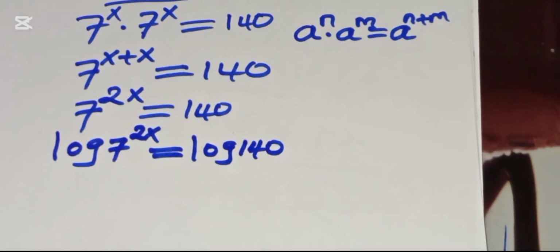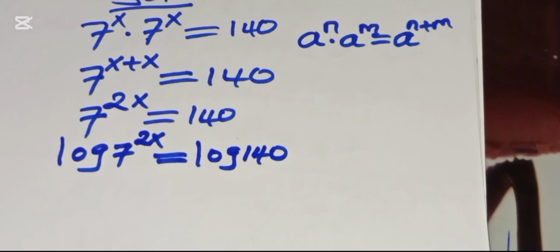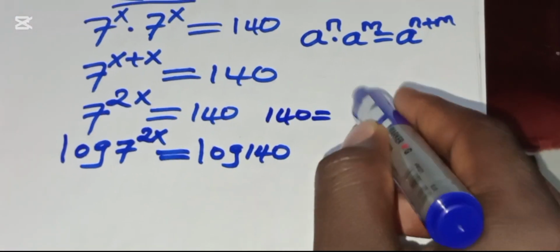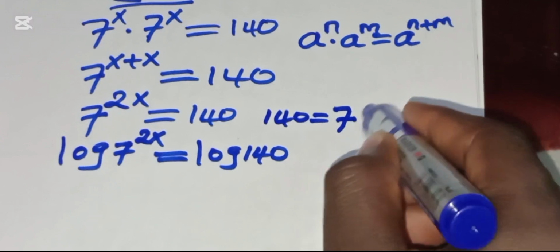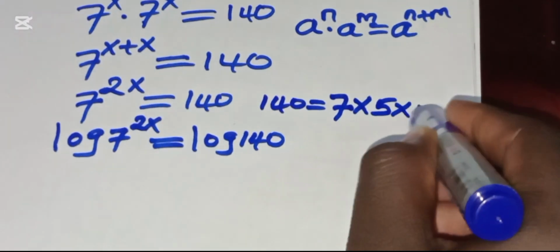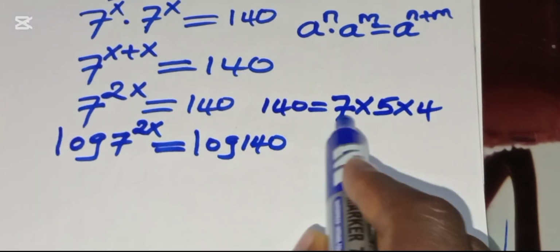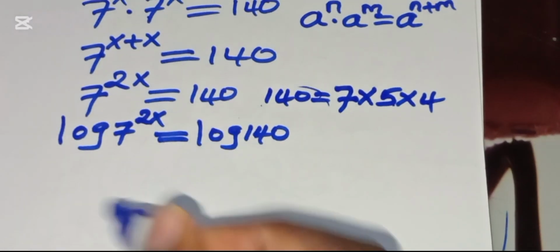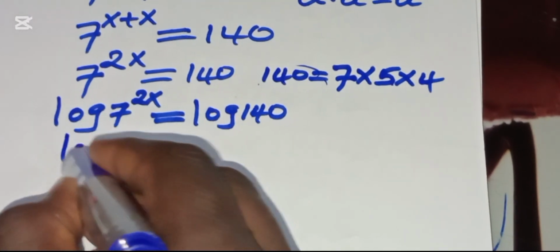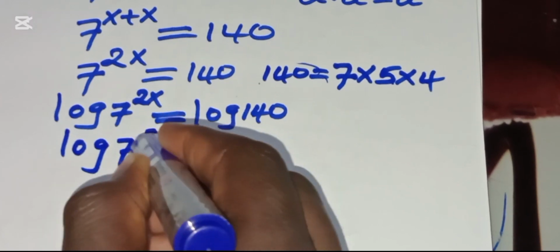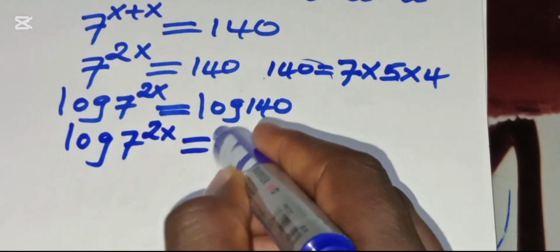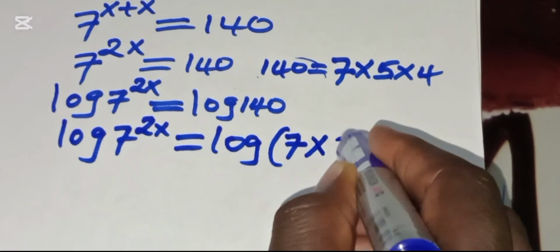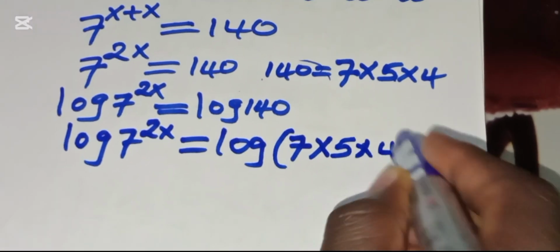All right. Now from here, we find that 140 can be expressed as 7 multiplying by 5 multiplying by 4. So if you say 7 times 5 times 4, this is the same thing as 140. Now let's substitute this. We have log 7 raised to the power 2x. This is the same thing as log of 7 multiplied by 5 multiplied by 4.